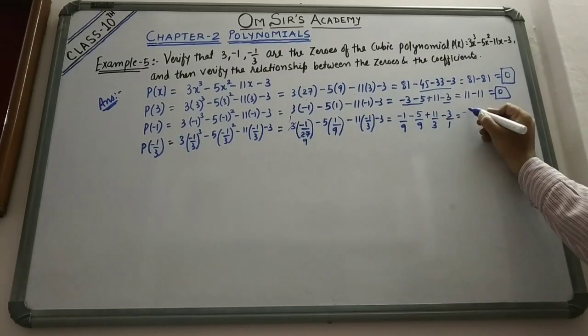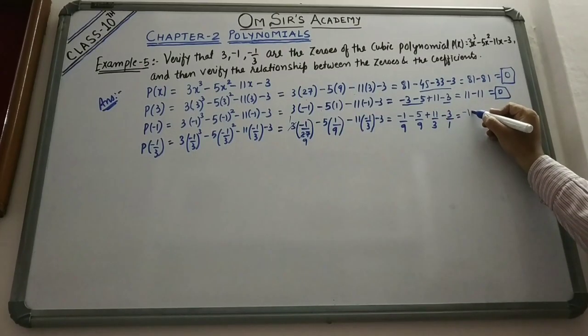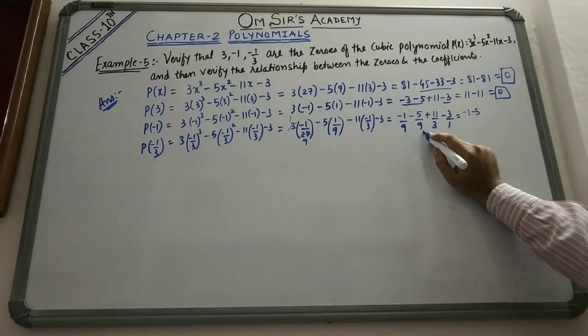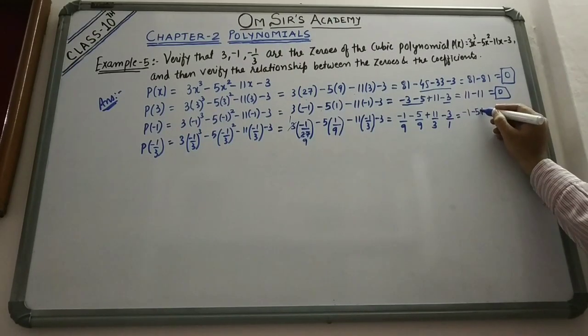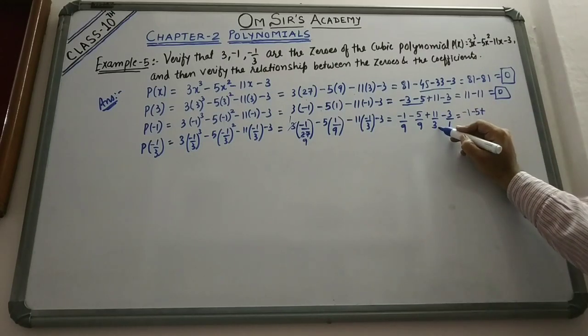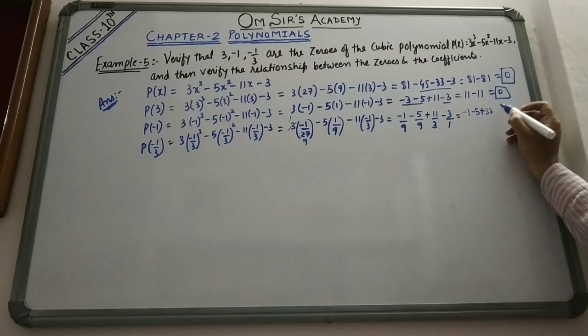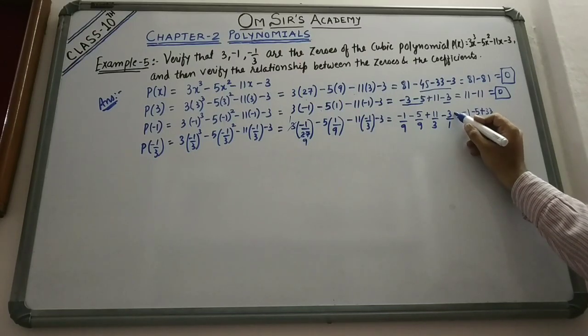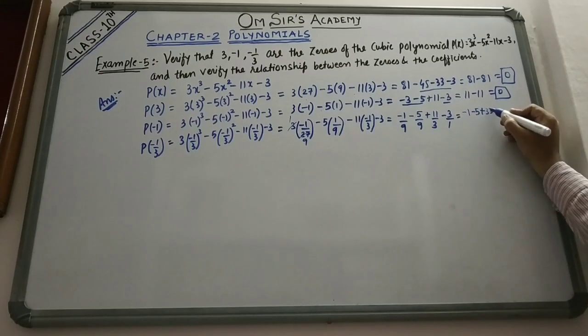Minus 1 will remain as it is, minus 1. Minus 5 will remain as it is, minus 5, because both have LCM 9. Plus 11, here I want to bring 9, so I will multiply by 3. So 11 into 3 is what? 33 upon 9. And minus, here I want to bring 9 in the denominator, I have to multiply by 9. 1 into 9 and 3 into 9. So minus 3 into 9 will be what?